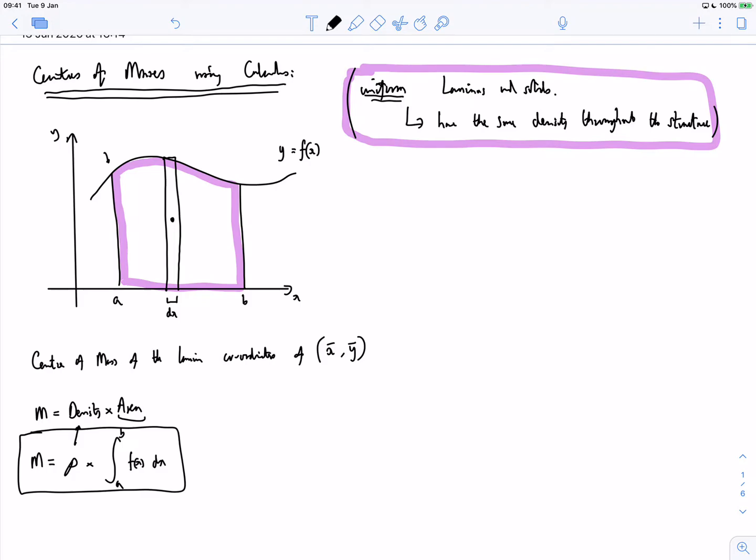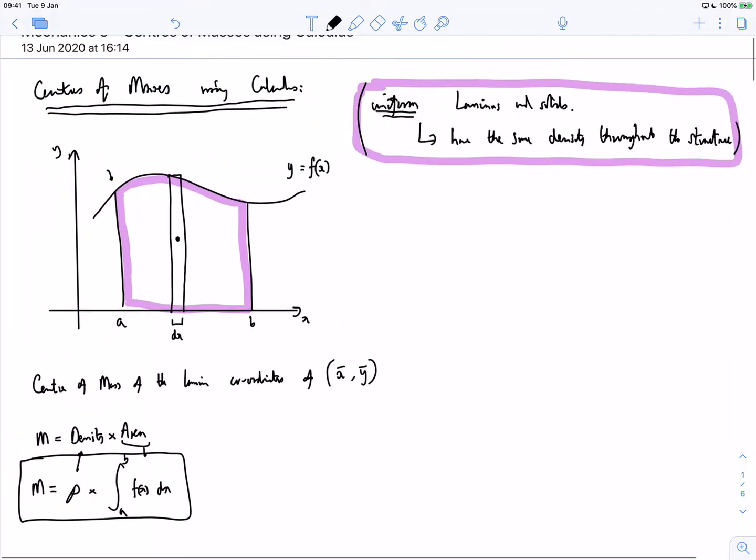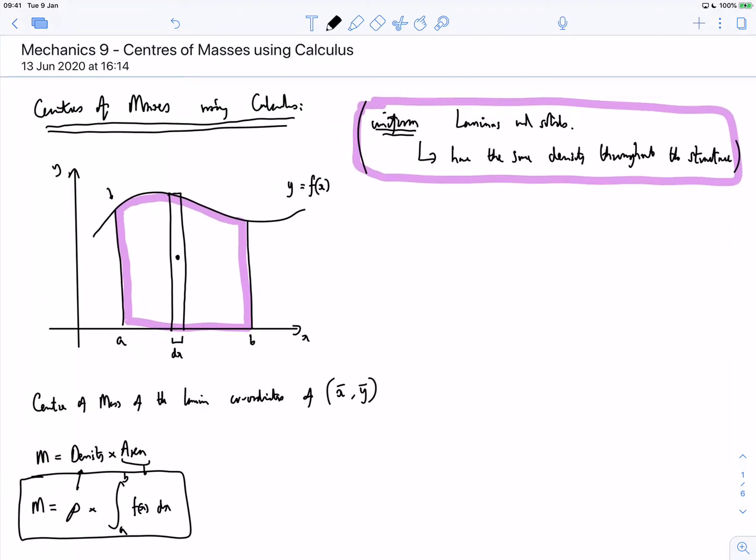So the mass of the object is essentially rho times by the integral, the area of the shape. And if you wanted a three-dimensional area through volume of revolution or a double integral or something like that, then of course you just have rho times by the volume, whatever it is. But in this particular case, the area, when defined in this way, is just that integral. Okay, now let's go about working out what x bar and y bar are. So let's have a look at x bar.